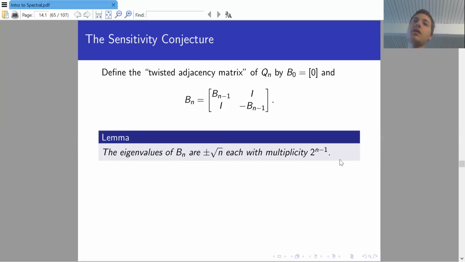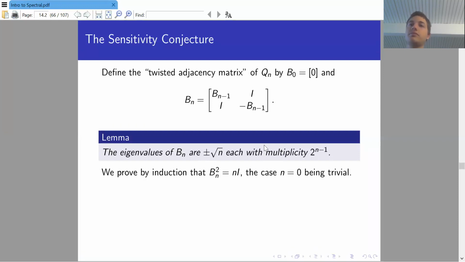And the key property of this matrix is that its eigenvalues are fairly concentrated. In other words, they're only plus and minus square root of n, each with multiplicity half the total number of vertices. So in some sense, this is the reason why Huang chose to study this admittedly weird-looking matrix. If you look at the spectrum of the adjacency matrix of the hypercube, its eigenvalues are much more spread out. But this twisting operator of adding this minus sign somehow collapses all the eigenvalues to 2 points, which will be very useful to us, as we'll see in a moment. But now let's prove this.